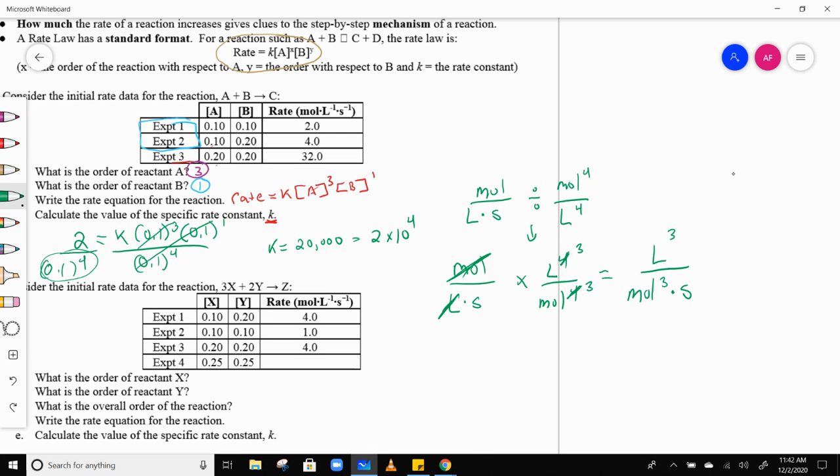Typically when we write it for K, it's going to be like this: liters to the third, moles to the negative third, and seconds to the negative one. I always see it written with the negatives. But either one of these is acceptable. This is fine for the units, or this is fine.